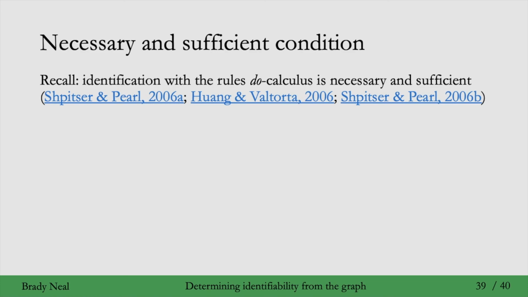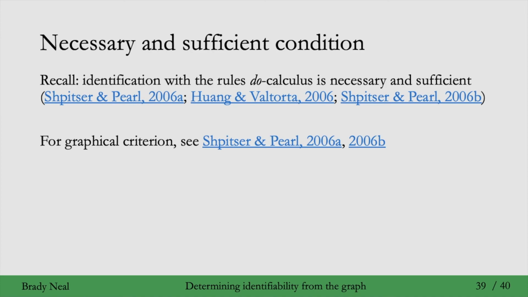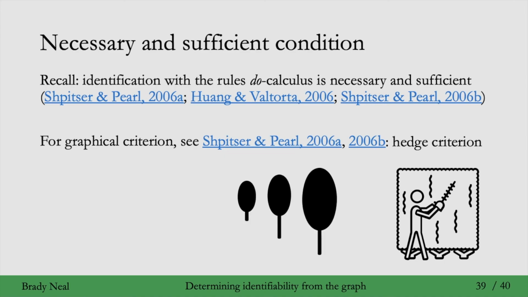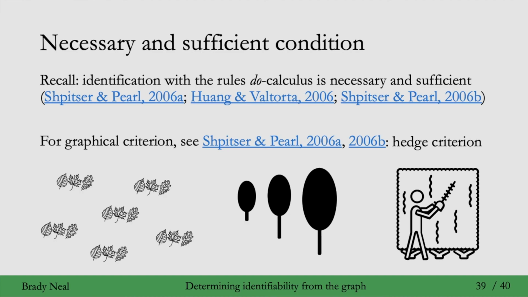For a graphical criterion, see these papers. The first one is the main paper, and then in the second paper they extend it to conditional interventional distributions. The necessary and sufficient graphical criterion is known as the hedge criterion. We won't actually get into it in this course because this criterion requires defining other more complex objects like C-trees and other leafy objects.